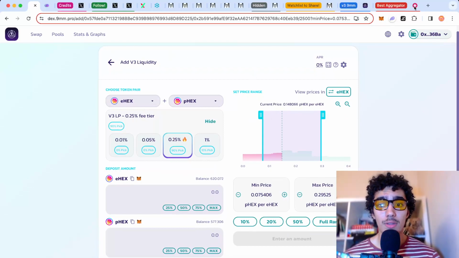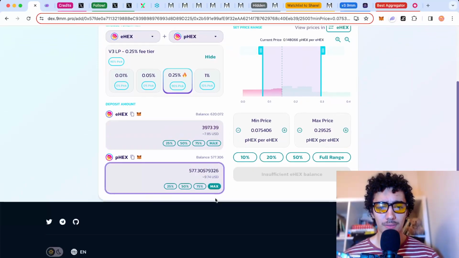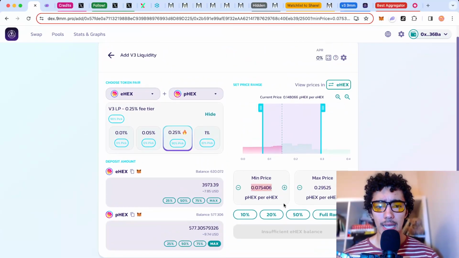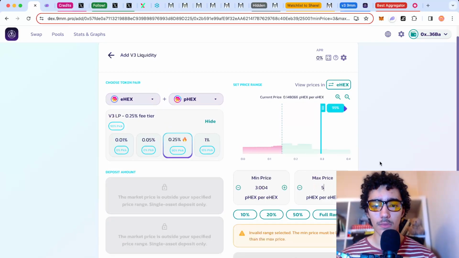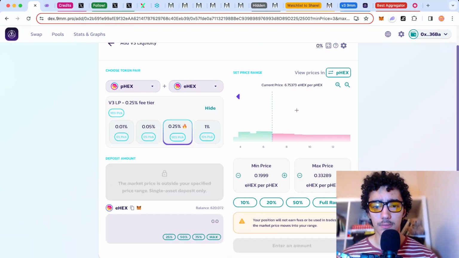But obviously, before I do that, I'm going to need to buy actually EHEX and PHEX, because right now I only have like $1, and then here's $9. So what I'm going to do is probably use the same range as what the other guy mentioned. No, let's do this.